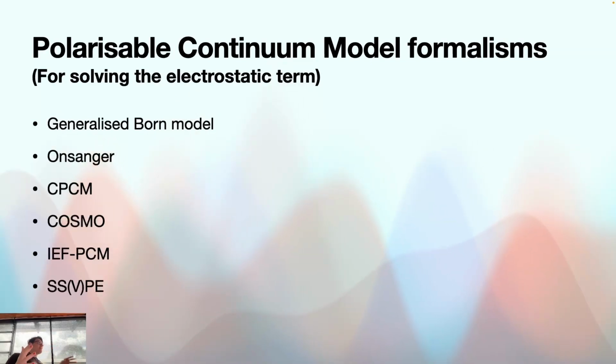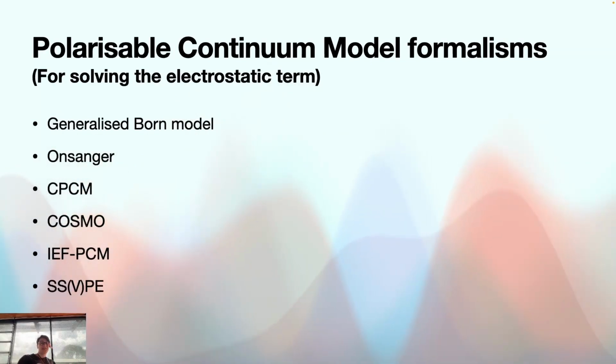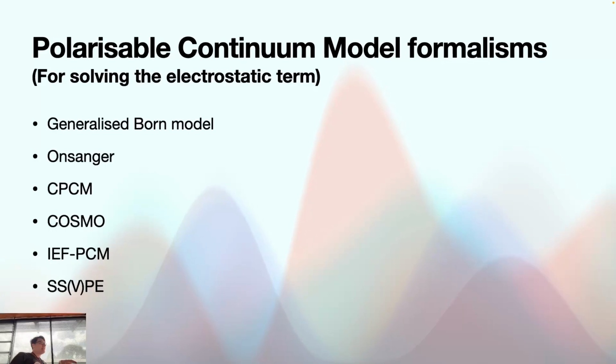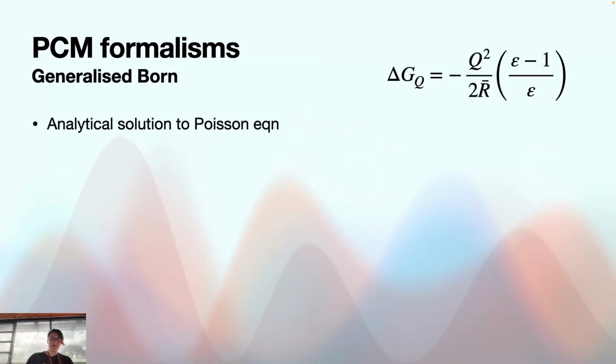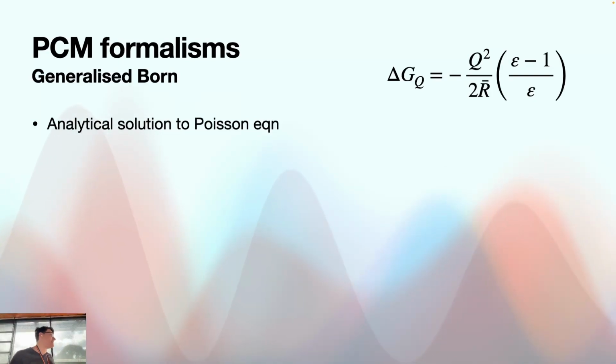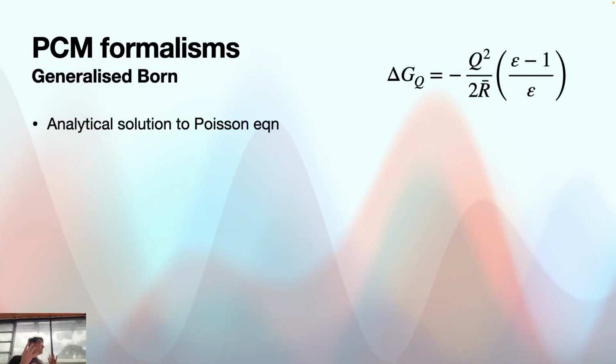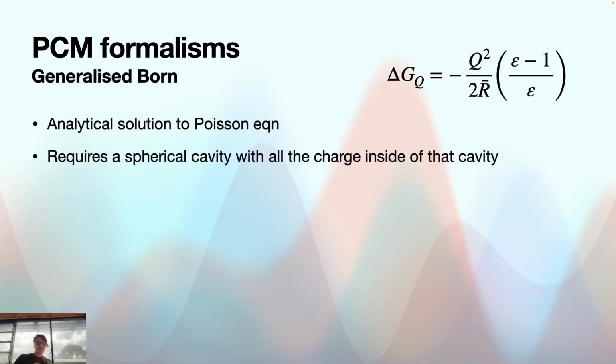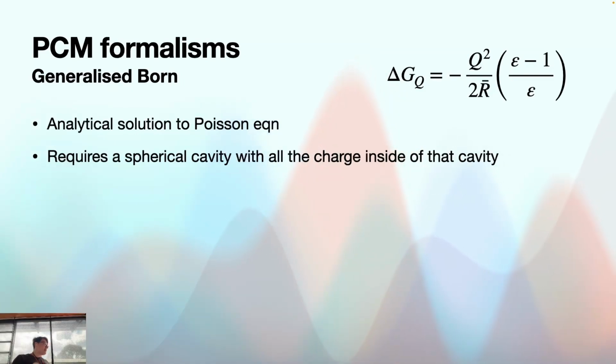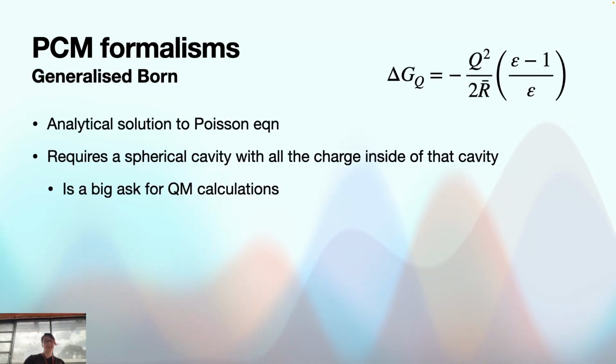For actually calculating the PCM, we have a few different formalisms, and this is where I'll start to get into a bit of the maths, but this is how we calculate the actual energy from the charges that we get on our surface. The first one is the most simple, and this is generalized Born. This is essentially an analytical solution to the Poisson equation where we use point charges. This is used in a few methods, but it requires a spherical cavity with all of the charge to exist inside of that cavity, which is not the most reasonable thing to ask for QM calculations.